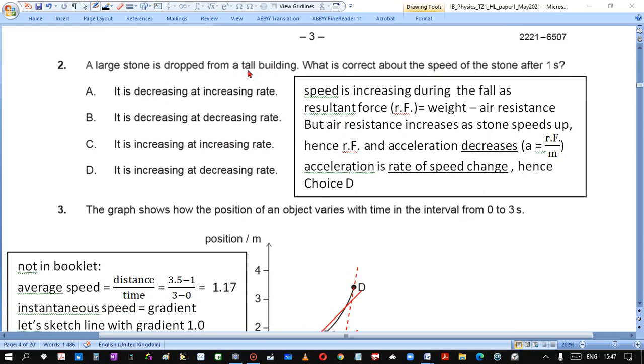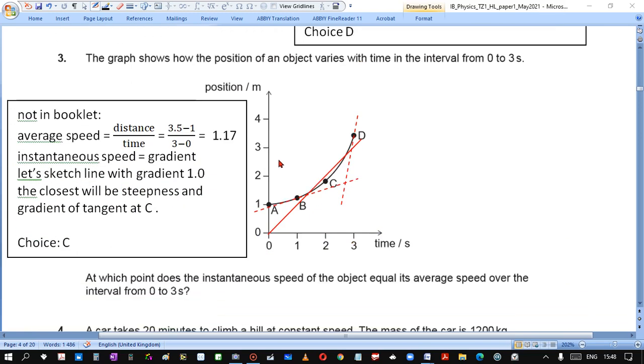A tall building and a large stone mean that air resistance is not negligible. So speed is increasing during the fall as the resultant force equals weight minus air resistance. But as the stone speeds up, air resistance increases, hence the resultant force and acceleration decrease. Acceleration is the rate of change of speed. So the rate of change decreases, so speed increases at a decreasing rate. Choice D.